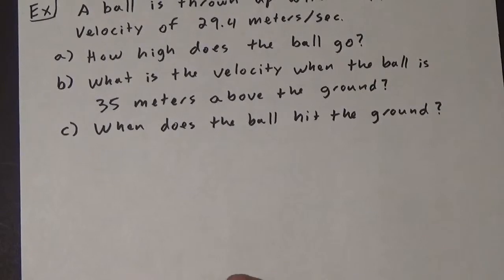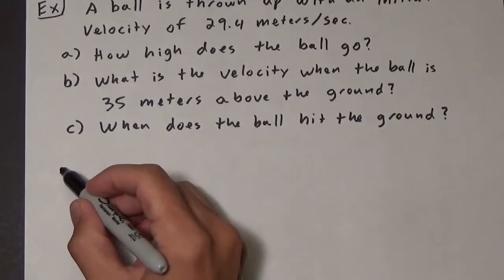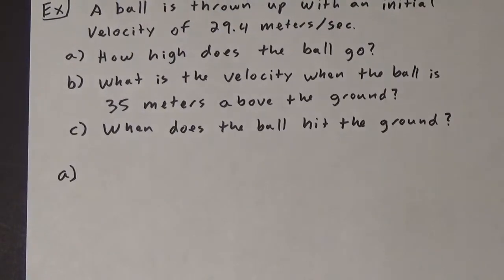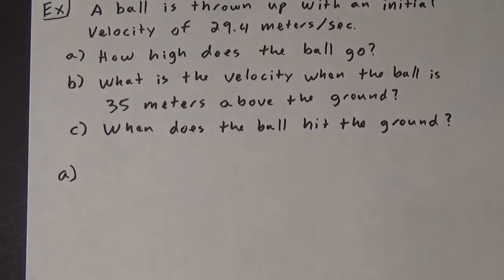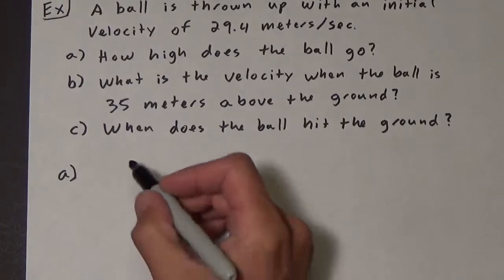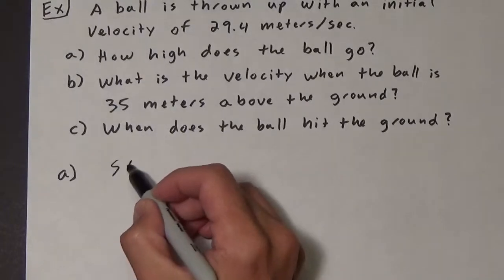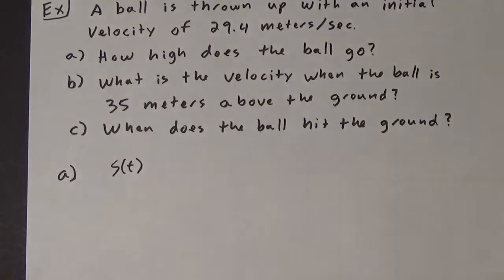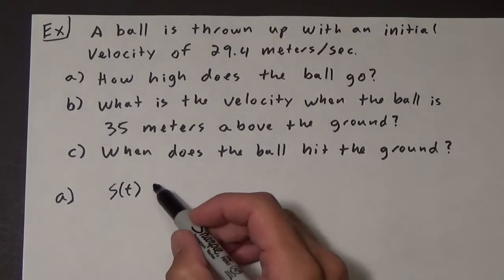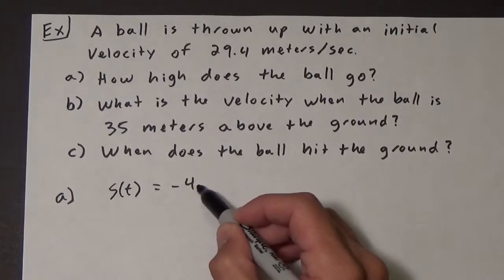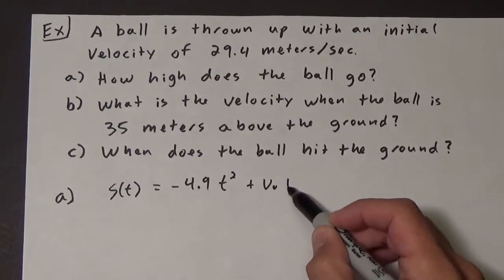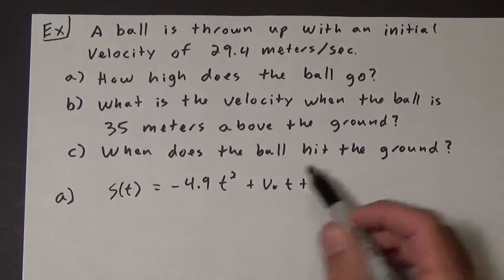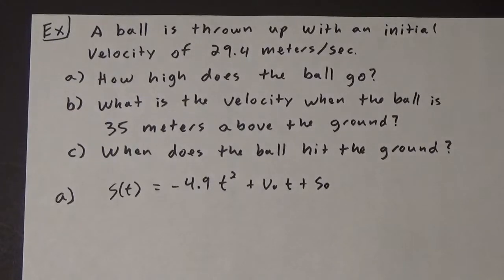Alright, so let's start off with A. How high does the ball go? Okay, so the first thing we need to do is get an equation for the position of this ball. If you remember our position function, in this case because it's in meters, we have to use negative 4.9 t squared plus v sub naught t plus s sub naught. And so the negative 4.9 goes with the meters.